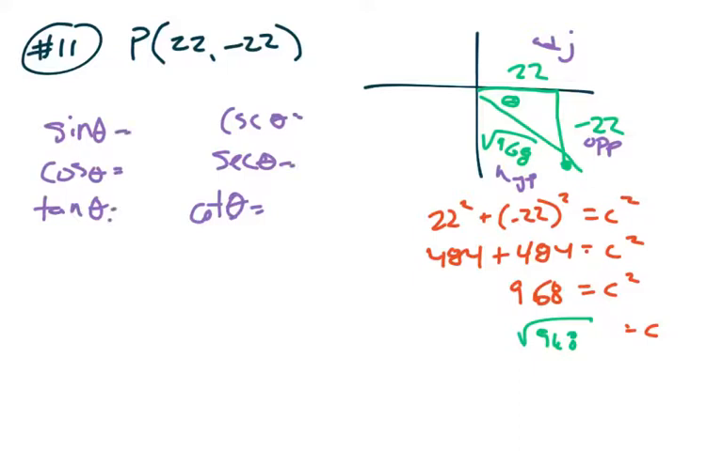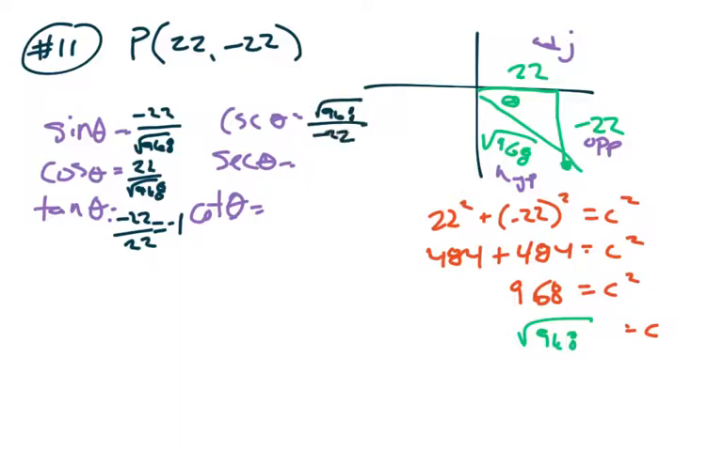Alright, so doing our fractions here, sine is going to be -22 over the square root of 968. Cosine is going to be 22 over square root of 968. Tangent is going to be opposite over adjacent, so -22 over 22. Again, that could be -1, but especially if we're trying to revert back, it's always nice to actually know what the side lengths were. Cosecant is going to be the flip, so 968 on top and -22 on bottom.